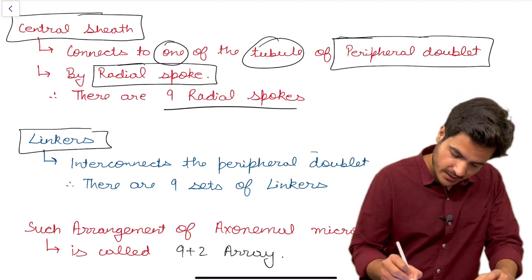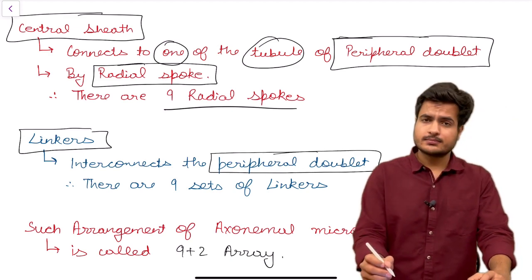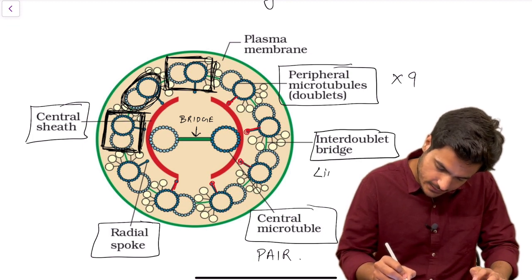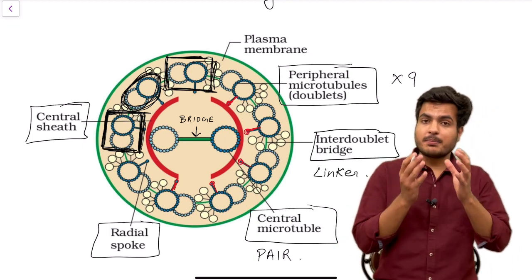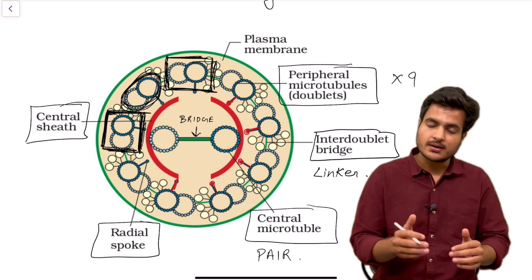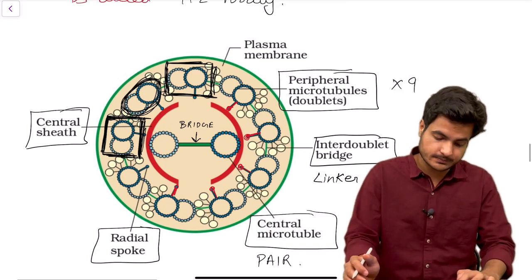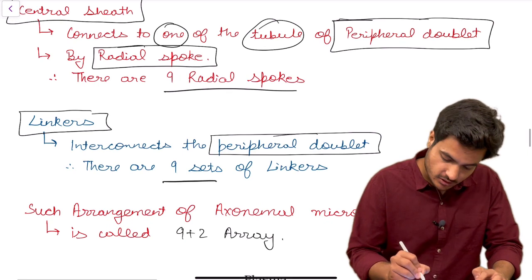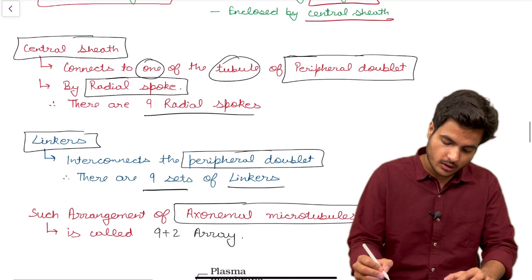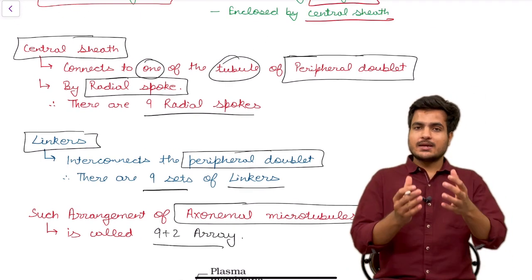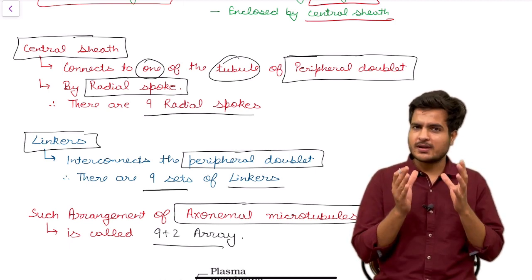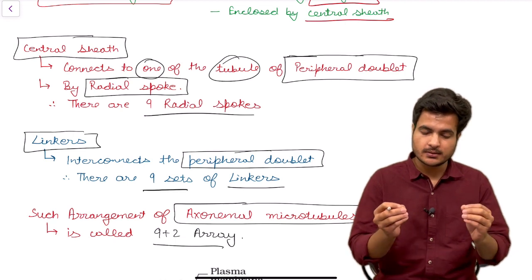Linkers connect peripheral doublets to each other. Therefore this interdoublet bridge can also be called a linker because it is connecting the peripheral doublets to each other. Therefore how many linkers would be present? Of course 9 linkers, because there are 9 peripheral doublets. So there are 9 sets of linkers. Such an arrangement of axonemal microtubules is called a 9+2 array. That means 9 peripheral doublets and 2 single microtubules present in the center. This arrangement of flagella is called the 9+2 arrangement.